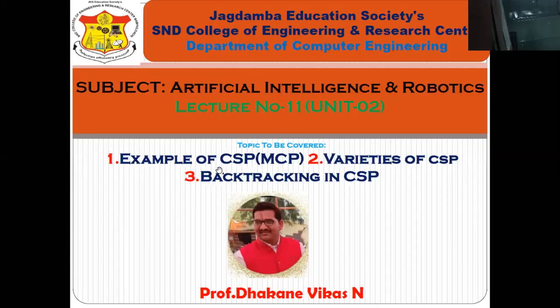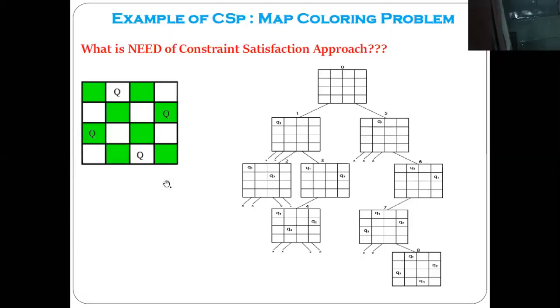Oh, okay. So today also we'll discuss some of the things related with constraint satisfaction and some of the types of constraint satisfaction problems or approaches, and what the backtracking approach is, what its disadvantages are, and how we can recover from the disadvantages of backtracking. So these are the contents that today we'll discuss. First we'll discuss what exactly is the need of the constraint satisfaction approach.